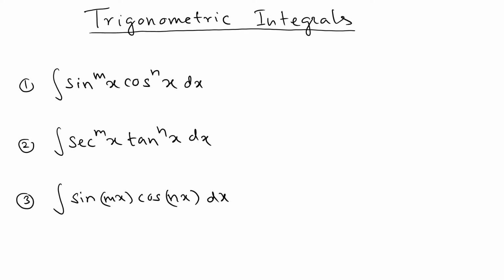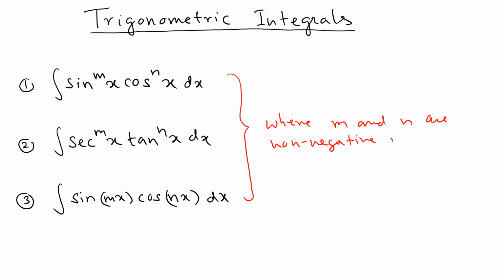So the assumption is that m and n are non-negative integers. That's the case we're going to try. For example, m and n can be 0 or 1, 2, 3 like that. If they are negative, we do that separately.